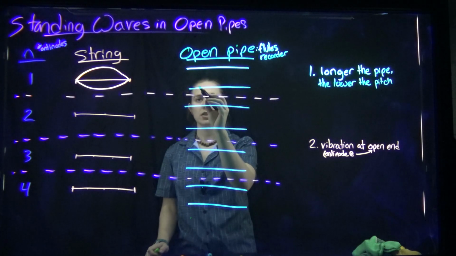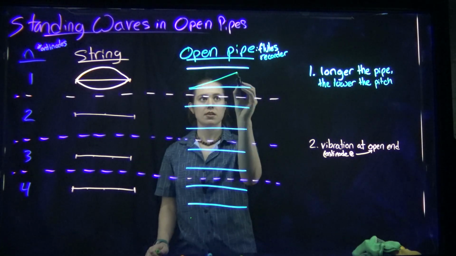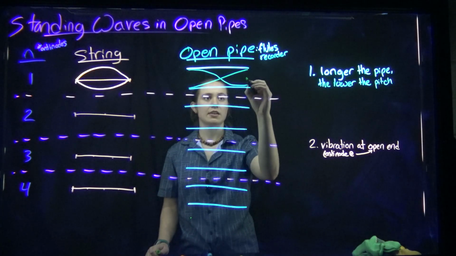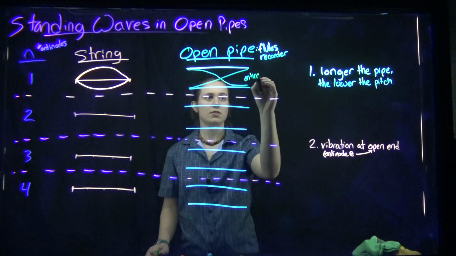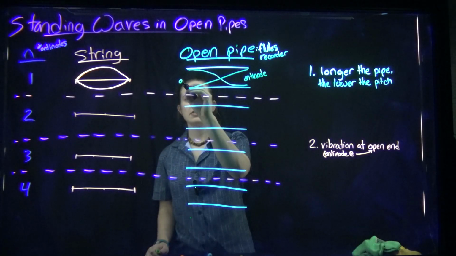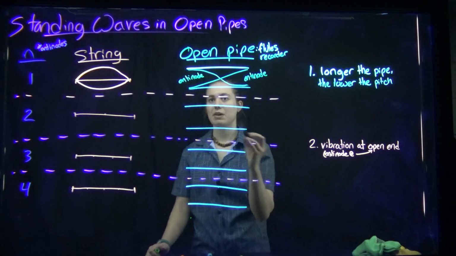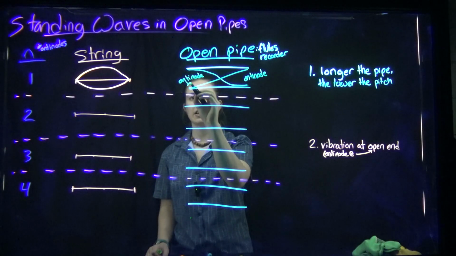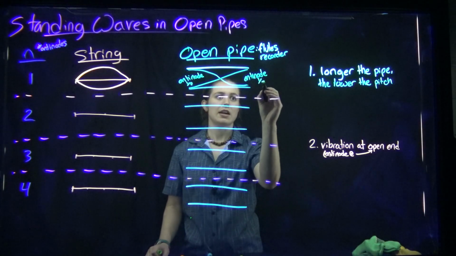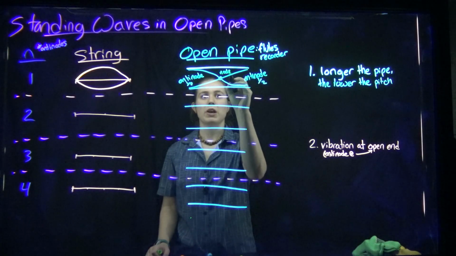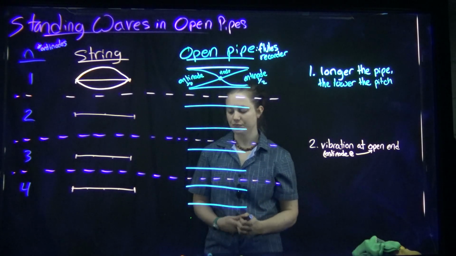So we're going to look like that. Here's an antinode, and here's an antinode. So that would seem like maybe there's two, but this is only half of an antinode, and that's only half of an antinode. And here in the center, we have a node.